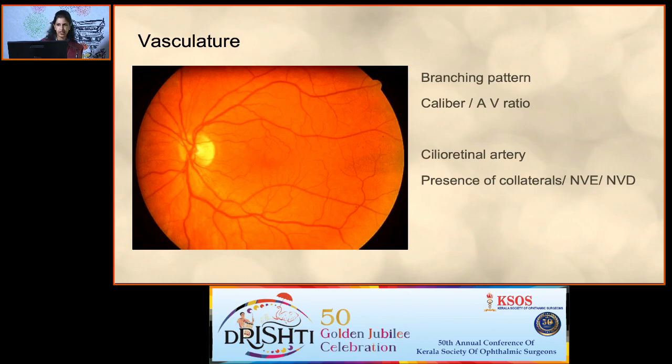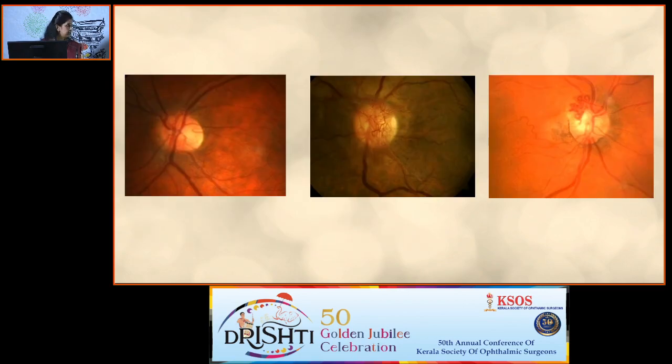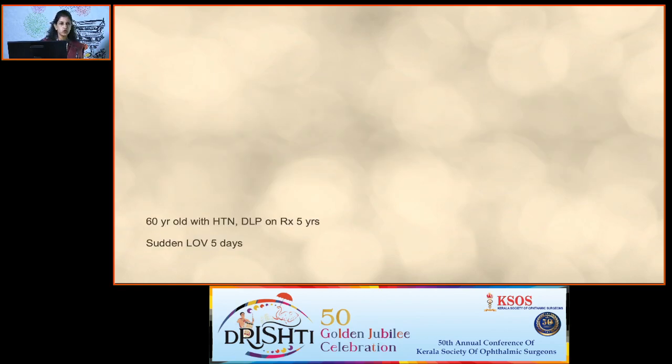Look at the branching pattern, if it is dichotomous or not. Look at the caliber, you mention it as the AV ratio. And if there is any cilioretinal artery present, you need to mention that separately. Look at the neovascularization if it is present anywhere on the disc, and also differentiate it from collaterals on the disc. So this is a 60-year-old gentleman who has hypertension and dyslipidemia for 5 years, and he comes with a sudden loss of vision for 5 days.